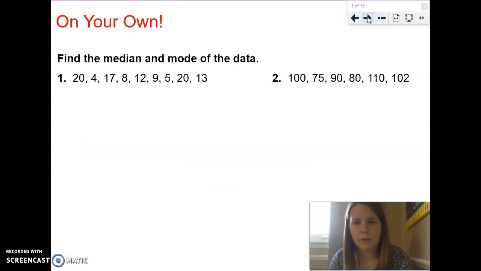All right, so we're going to go on to the on your own part here, and I want you to try and find the median and the mode of this data. All right, so take a minute to pause the video, find your median and your mode. When you get back, I will have the answers for both.